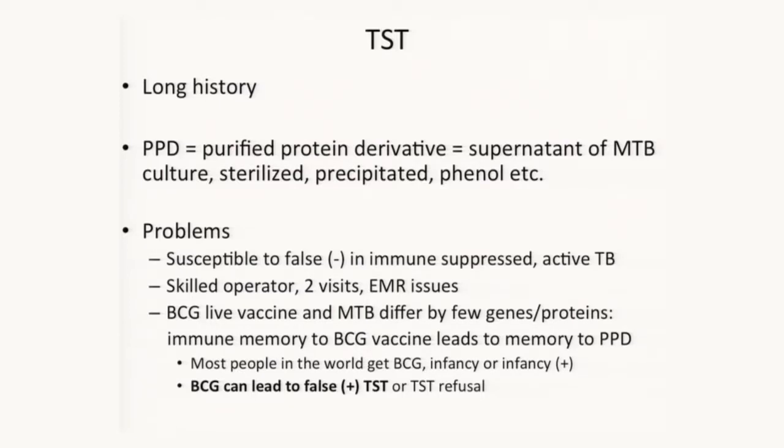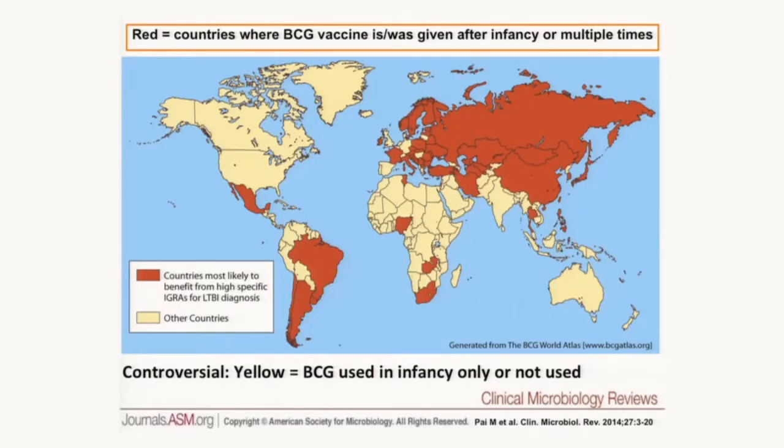So that's really the biggest problem with the tuberculosis skin test. And it's been argued, if this is sort of a map of the world, the red countries are countries where people get BCG multiple times. They're either getting it after infancy or they get it at infancy and then multiple times. So those are the countries with the worst problems with false positive skin tests.